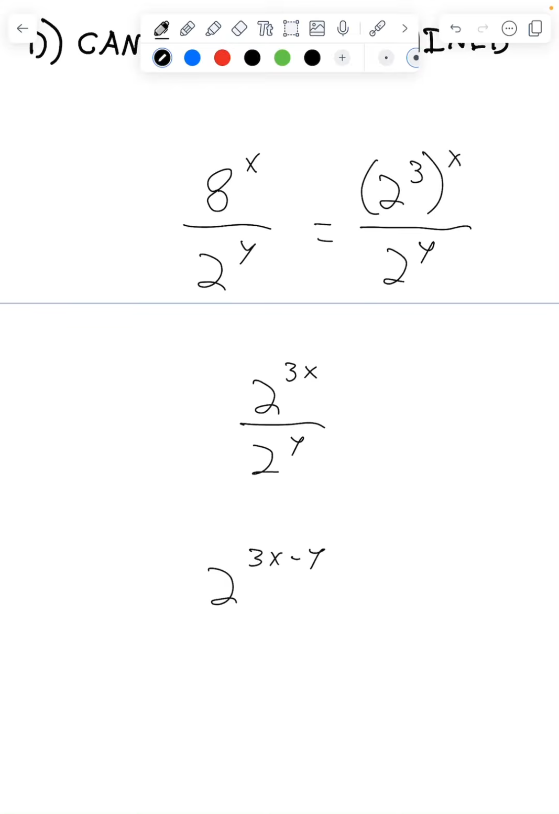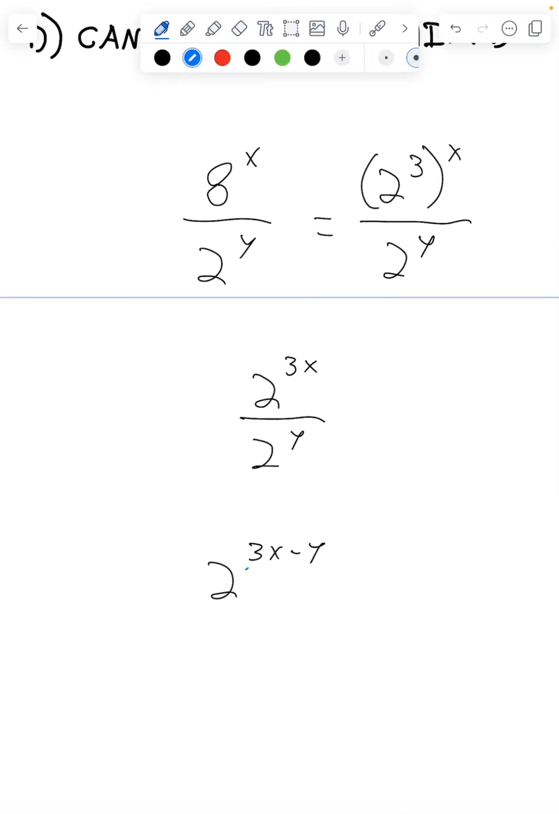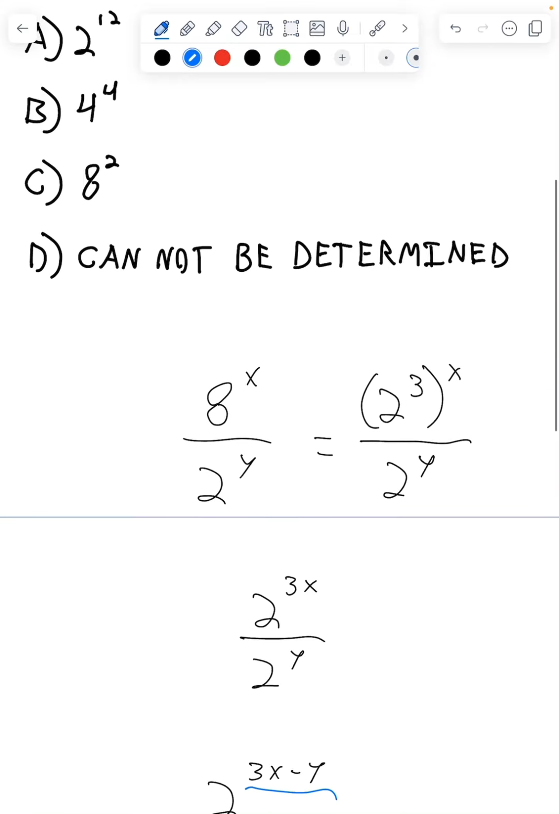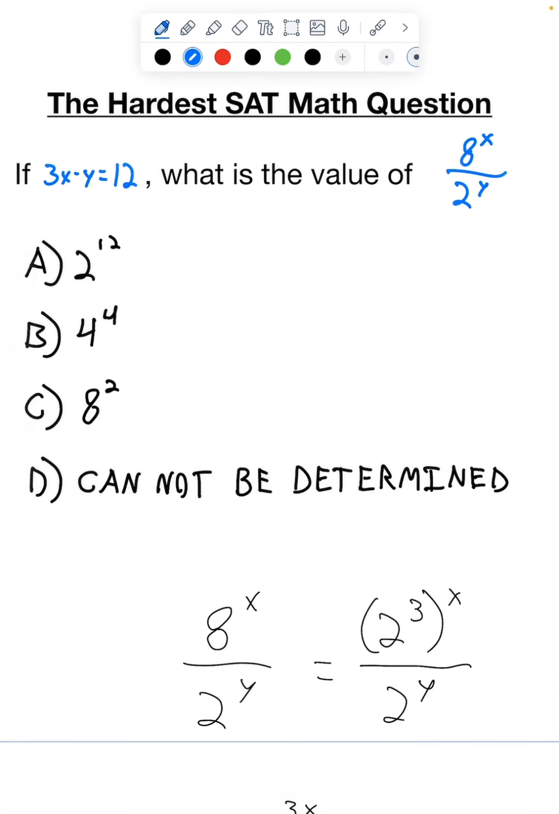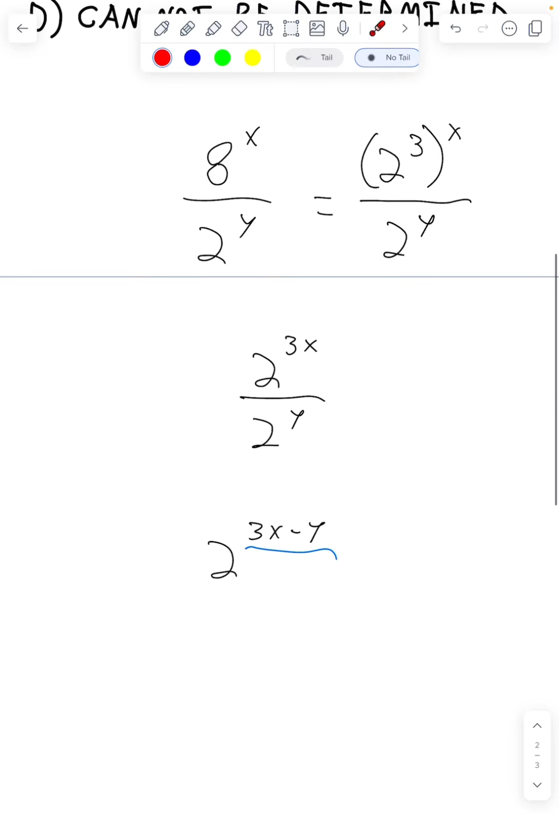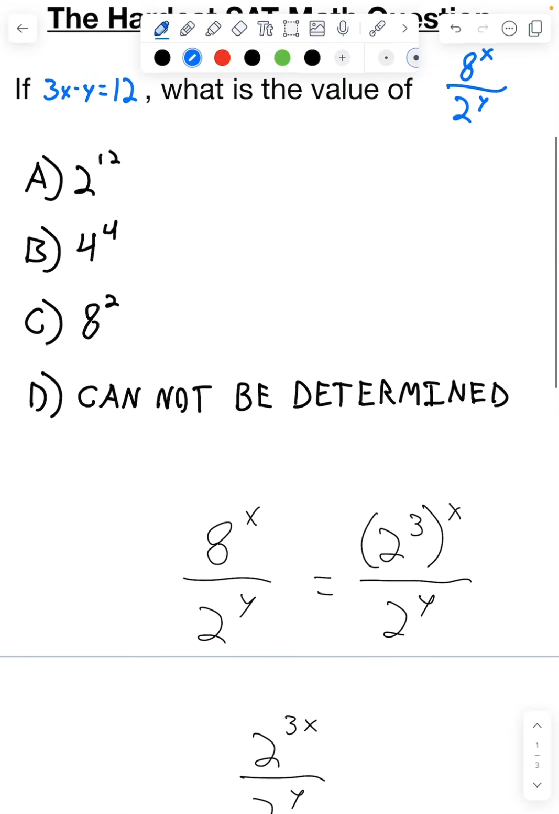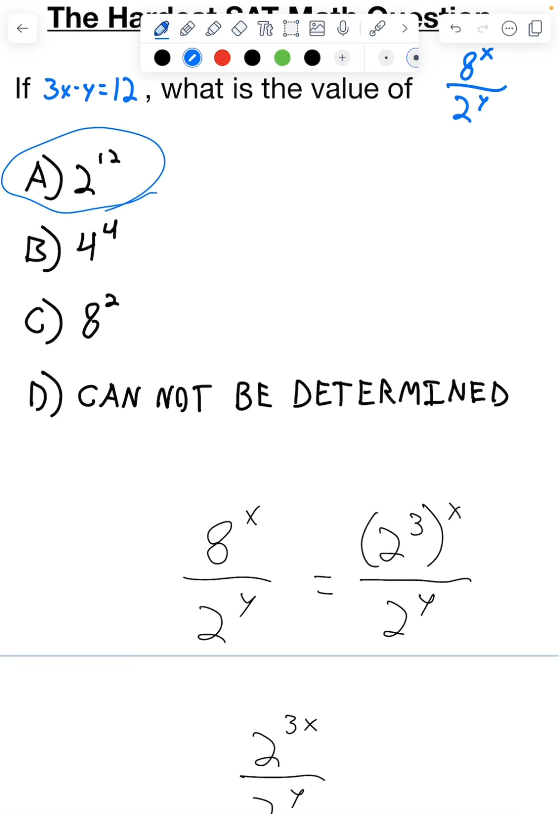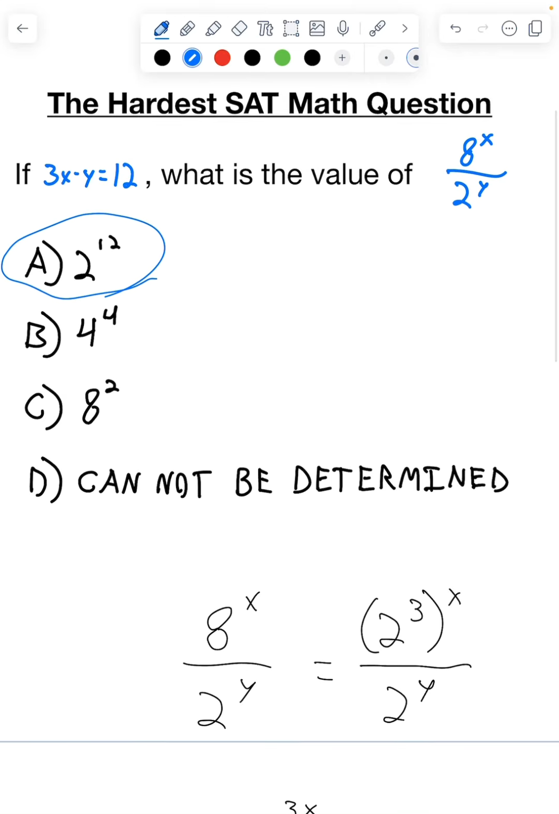Now, you should recognize at this point, this is exactly what we were given up top. I already know the value of that. It's 12. So let's go ahead and just replace it here, and we'll say it's 2 to the power of 12. A would be my answer. And there you go. Hardest SAT math question. Not that hard. We can do it.